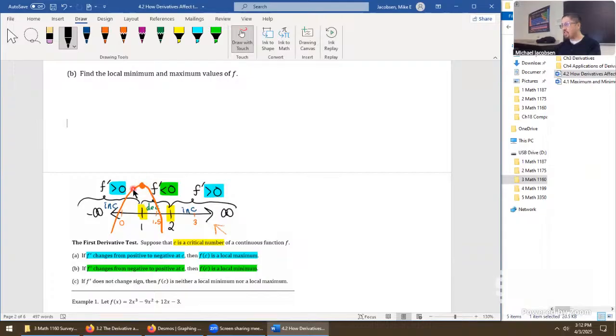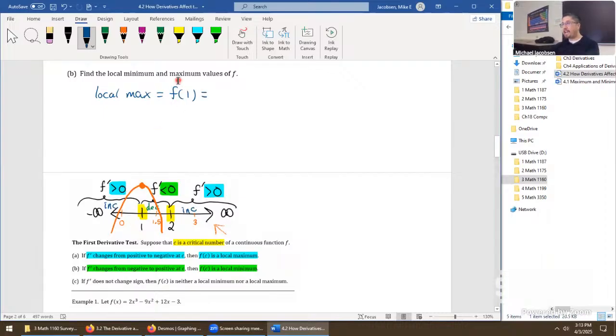Or you could just stare at your sign chart. You can kind of see it. There's got to be a maximum there based on what the function is doing. So we'll say f, or let's do it this way. We have a local max, which is equal to f at... Now we take the critical number and throw it in, f at 1.